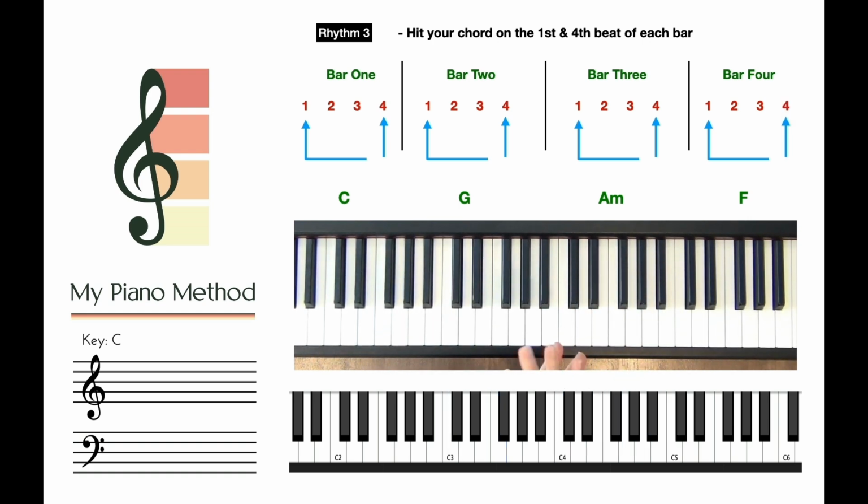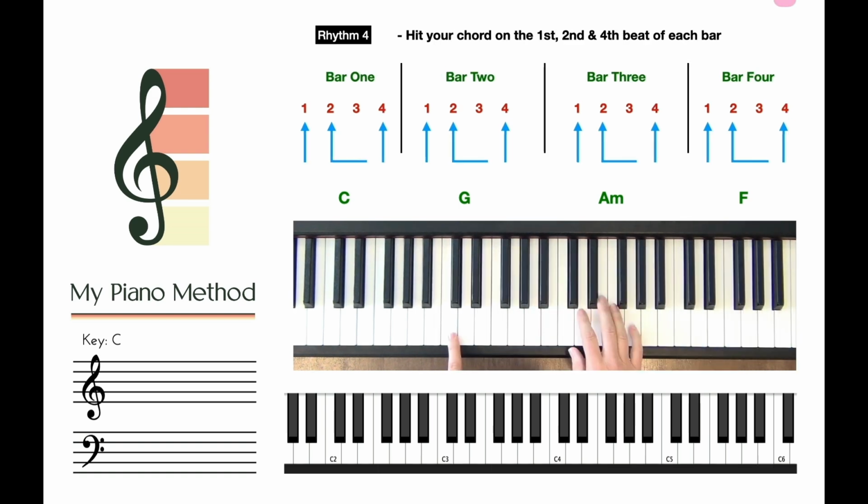Okay, so practice that one for a while, and when you're ready, let's move on to rhythm 4. Okay, so rhythm 4, we're going to spice it up a bit with this one because we're hitting the chords 3 times in the bar instead of 2. So we're going to hit the chord on the 1st, the 2nd, and the 4th beat of the bar.